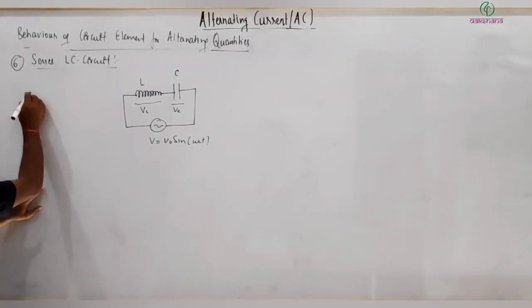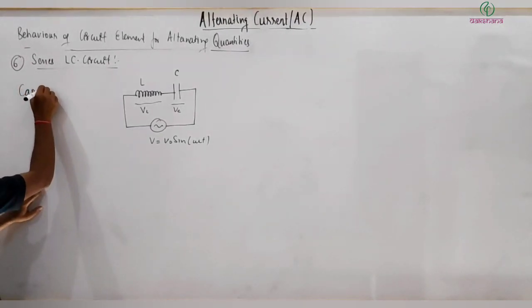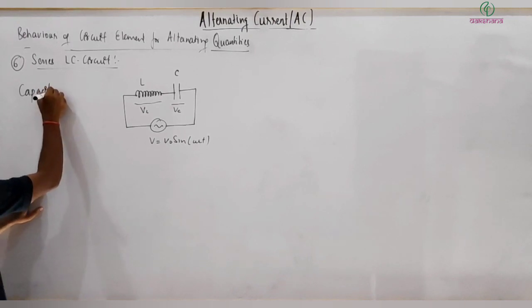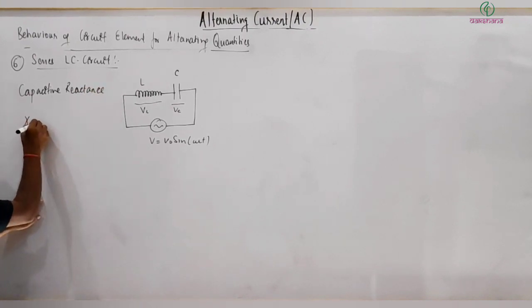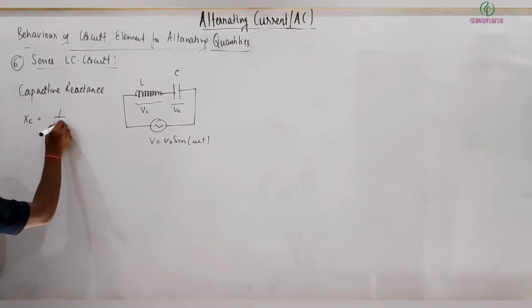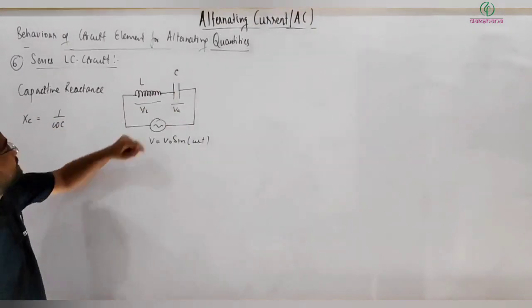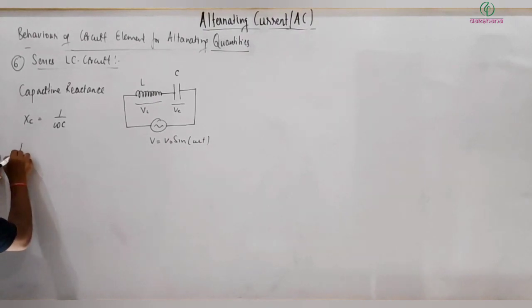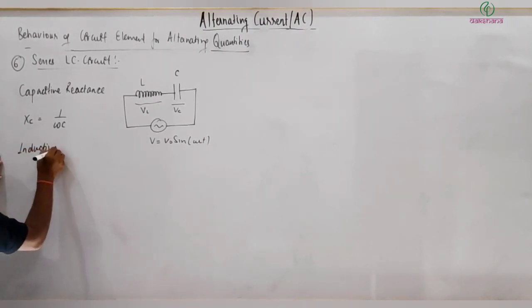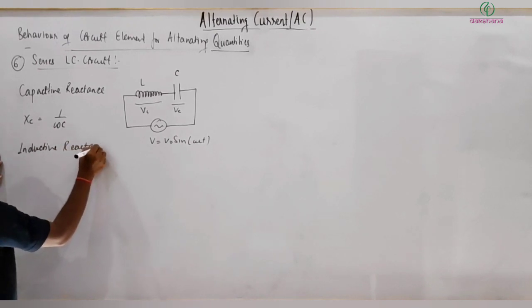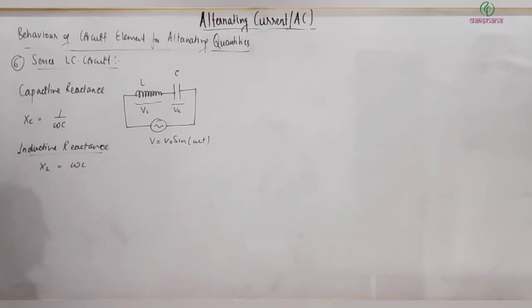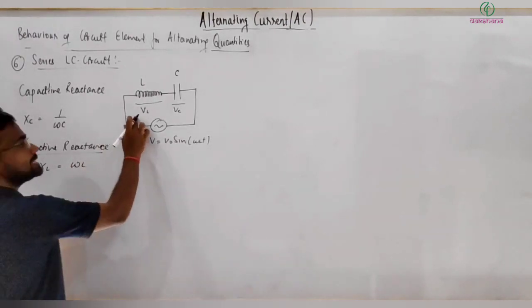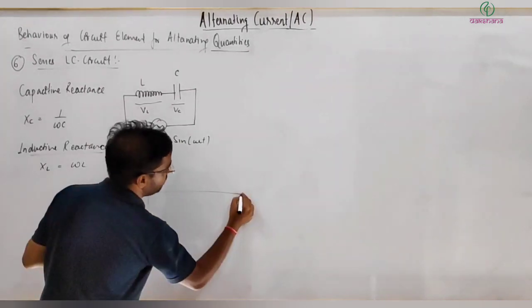So here I can write capacitive reactance XC is equal to what? This is 1 by omega C. We have omega and C. So this is XC. Similarly, inductive reactance, I can write XL is equal to omega times L. So we got this. Now in this situation again it's in series, so things will start from the phasor diagram.